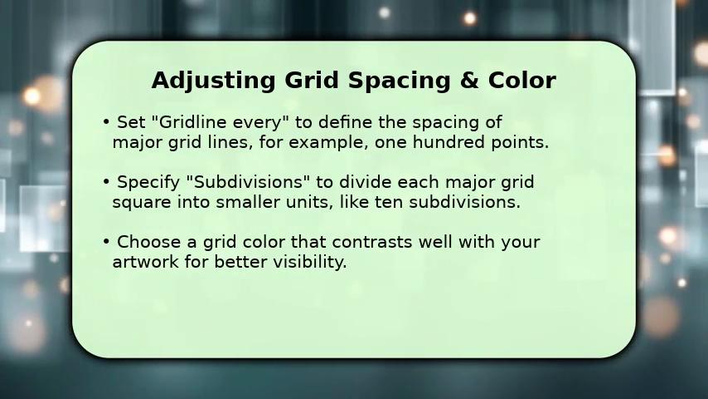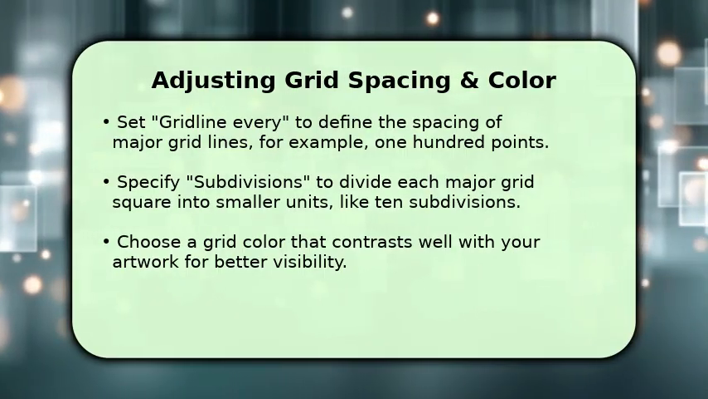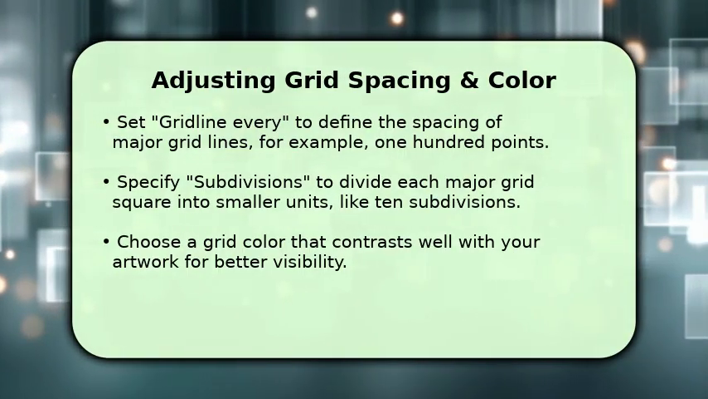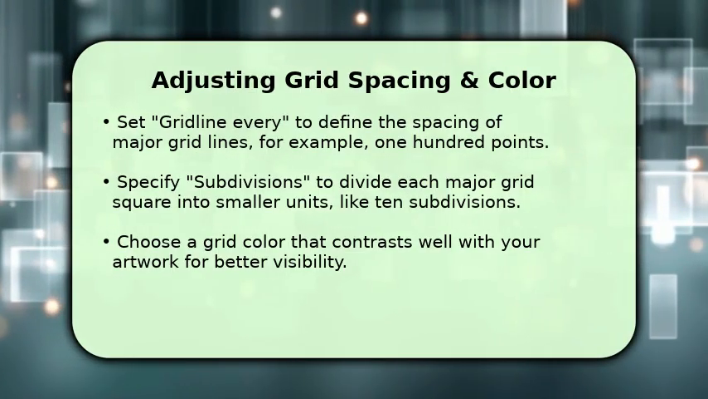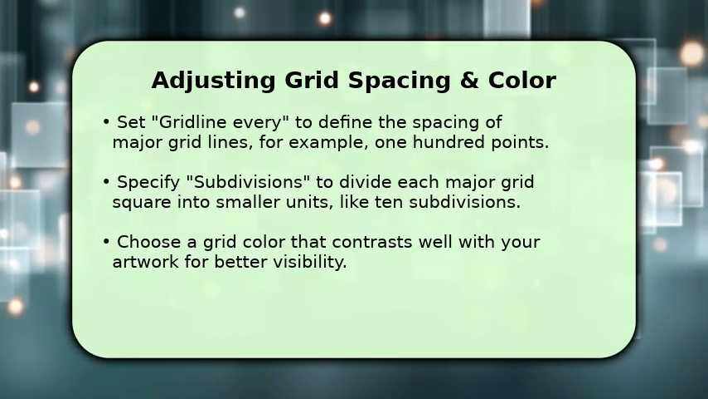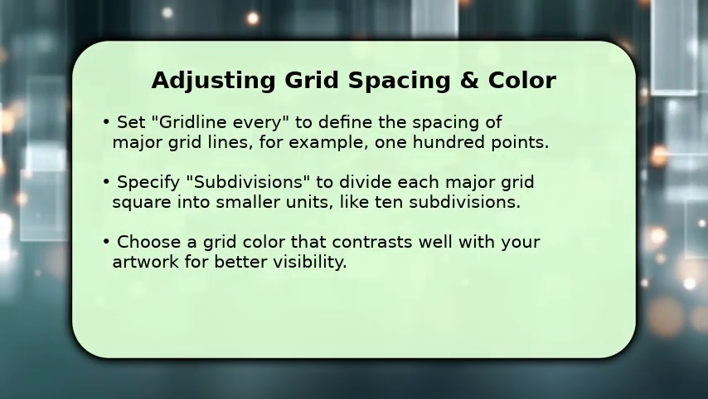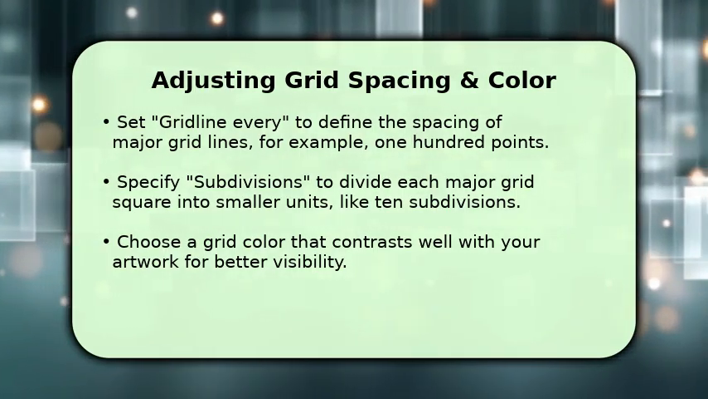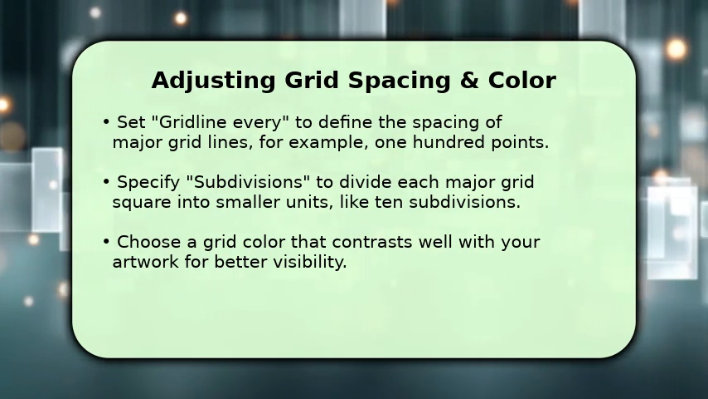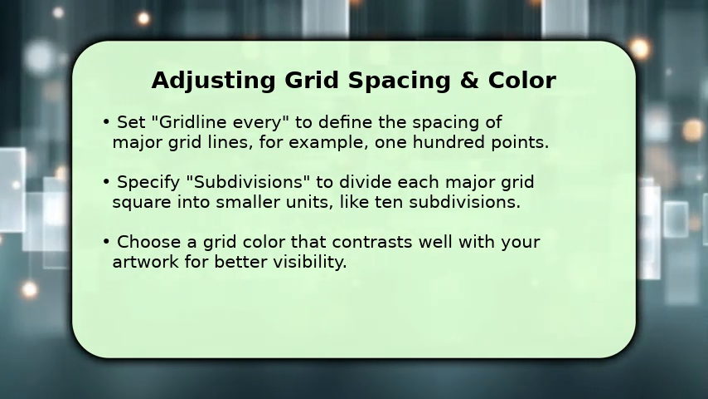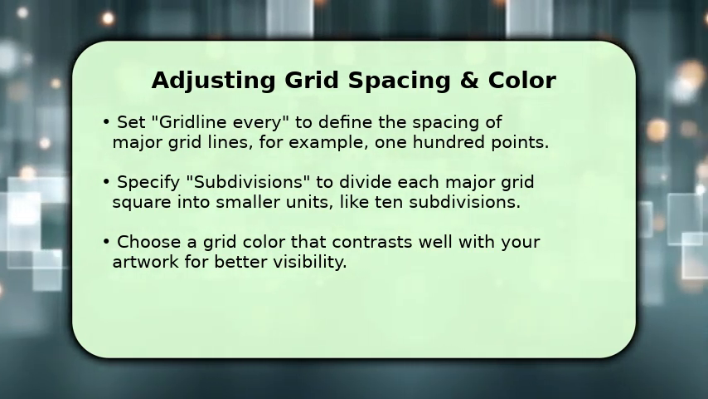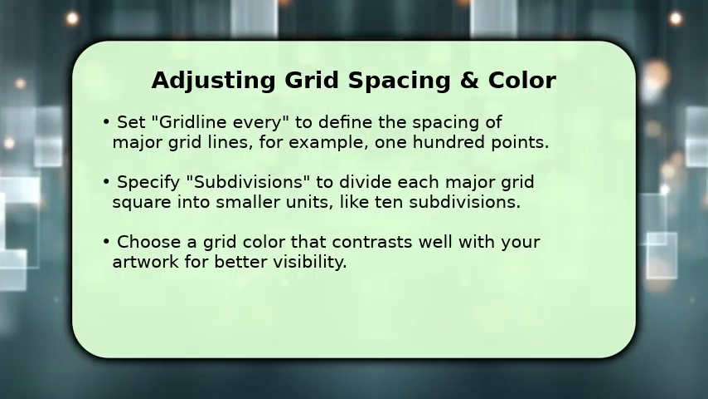Within the Guides and Grid preferences, you can set the grid line every value. For instance, you might set it to 100 points for major grid lines. Next, adjust subdivisions to divide each major square into smaller segments, perhaps 10 subdivisions for fine detail. You can also pick a grid color that stands out against your artwork, ensuring excellent visibility while you work.